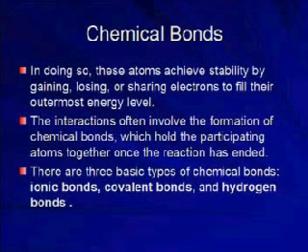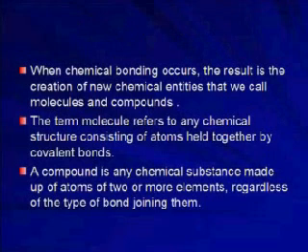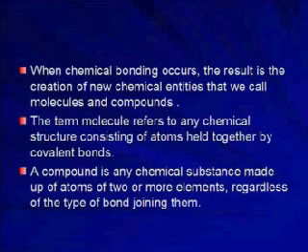There are 3 basic types of chemical bonds. These are important for you to know: ionic bonds, covalent bonds, and hydrogen bonds. When chemical bonding occurs, the result is the creation of new chemical entities that we call molecules and compounds. The term molecule refers to any chemical structure consisting of atoms held together by covalent bonds. A compound is any chemical substance made up of atoms of 2 or more elements, regardless of the type of bonding joined.